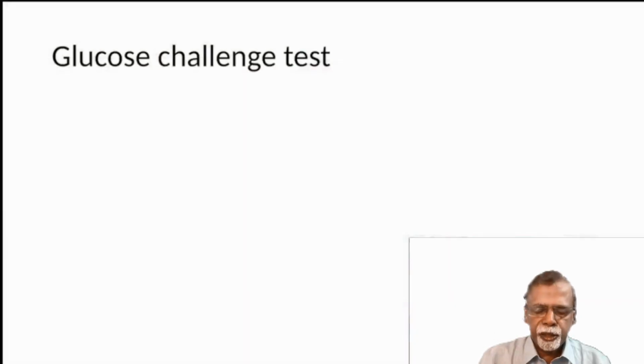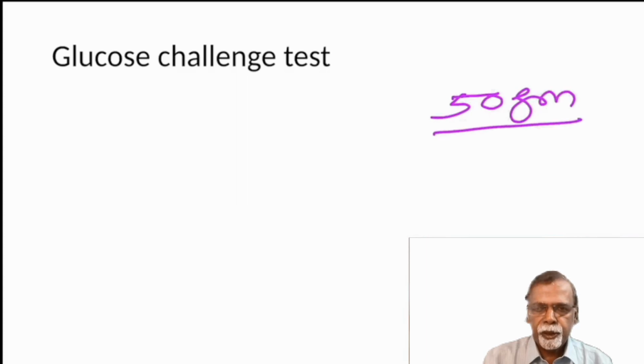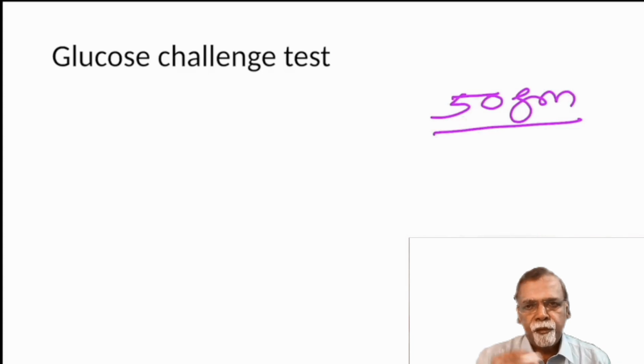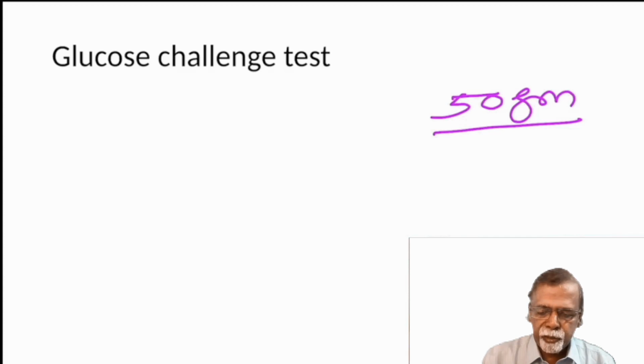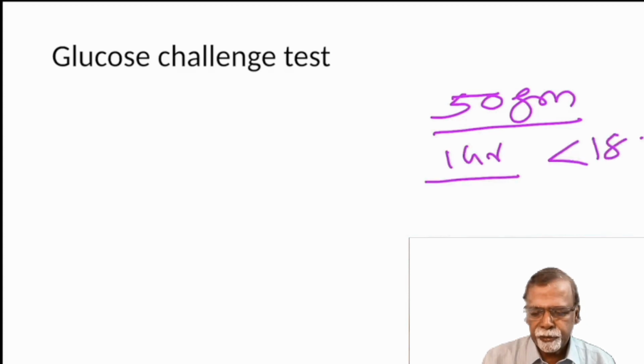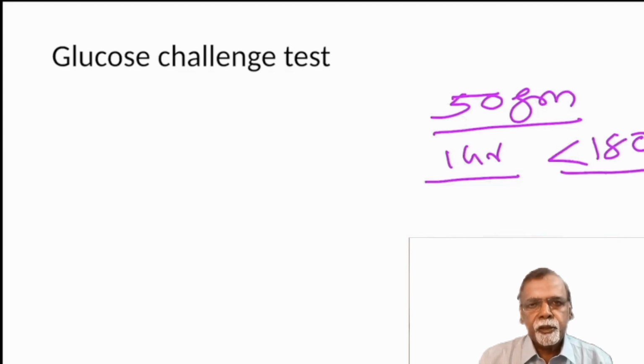Okay. Now there is a modification of this test called the glucose challenge test. This is not routinely done. Here, 50 grams of glucose is given irrespective of the time of taking your food. Whether you have taken food or not, you give 50 grams of glucose and check the blood sugar 1 hour later and see that the sugar is below 180. If it is more than 180, you have to go for further testing again. So that is why this test is not routinely done.